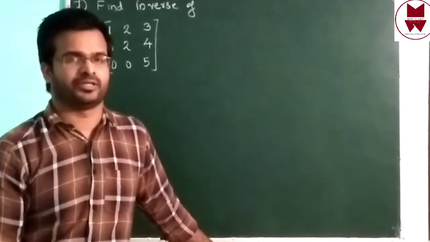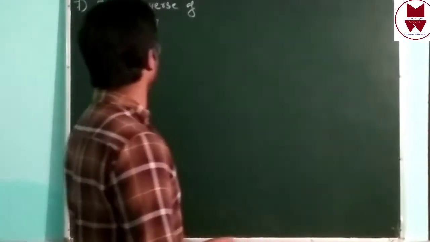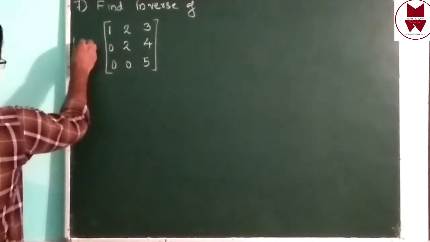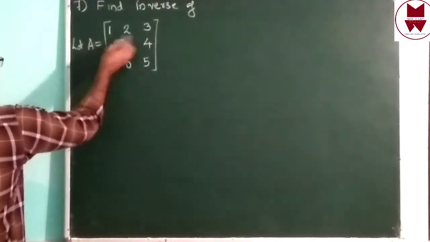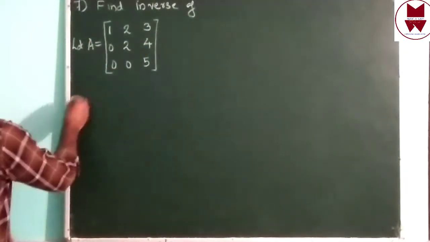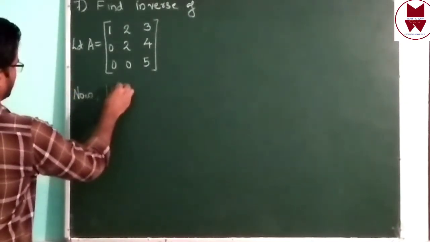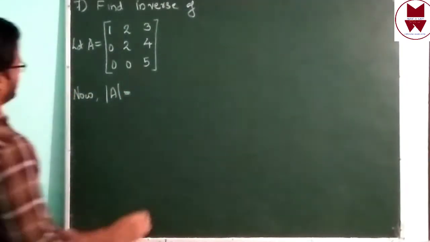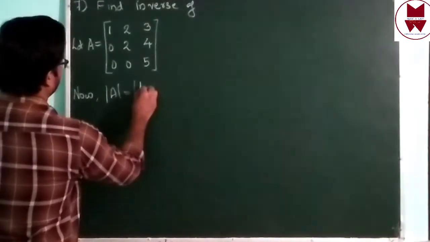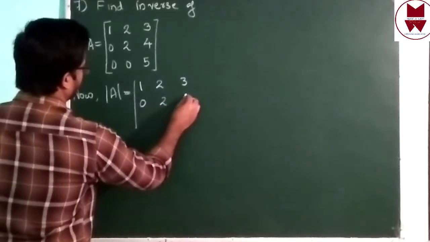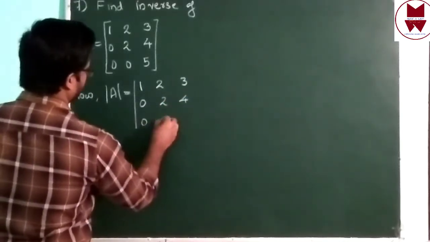Now we can see question number 7. Find inverse of the given matrix of order 3. First give it a name: let capital letter A equal to the given matrix. Now find out determinant of A. Determinant of A equal to determinant 1, 2, 3, 0, 2, 4, 0, 0, 5.